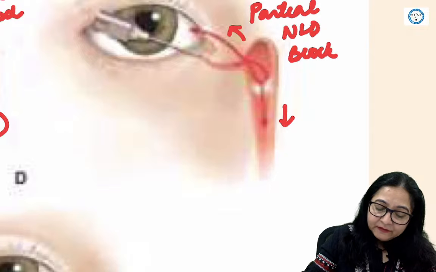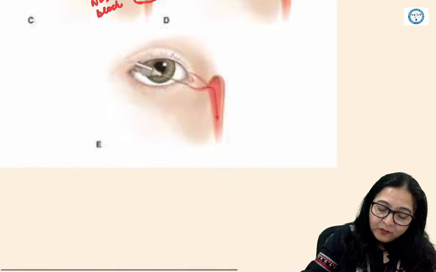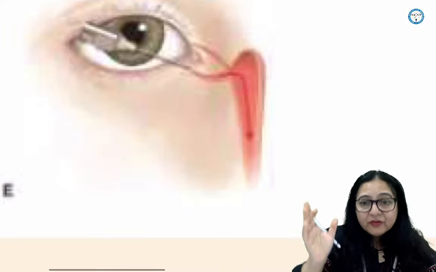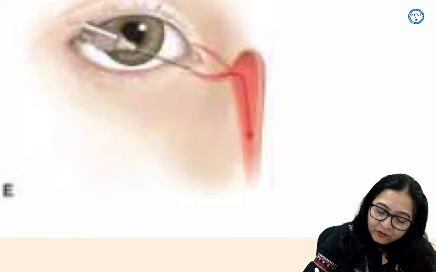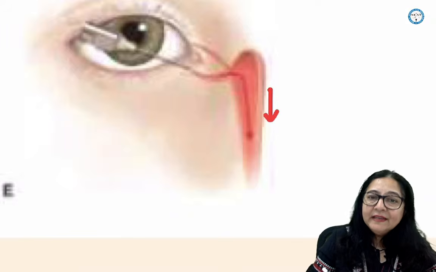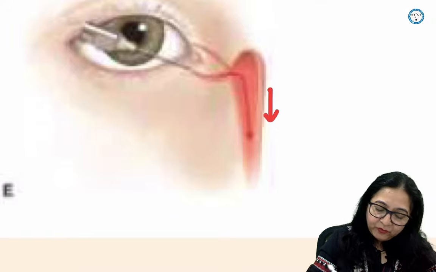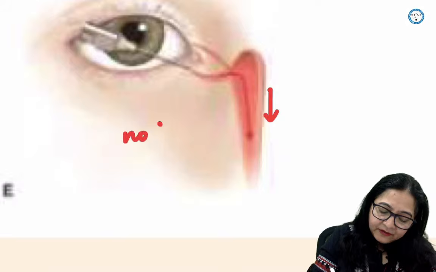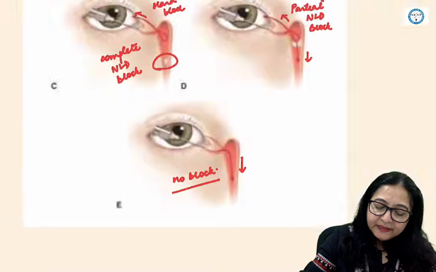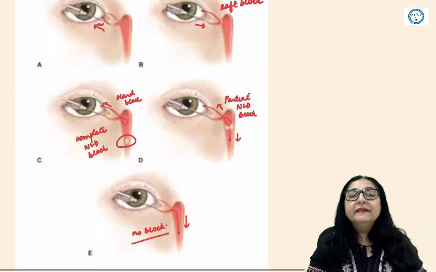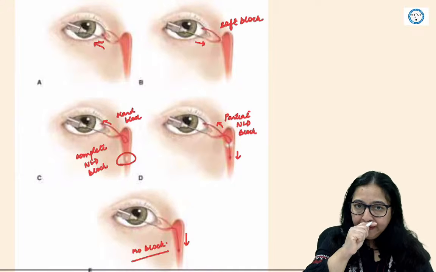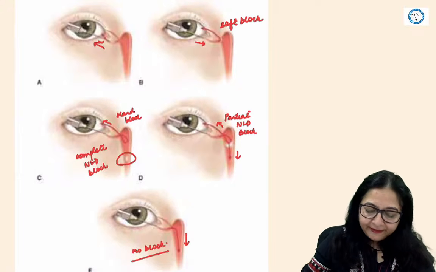And if there is no blockage, after you see the soft stop, the fluid should go into the nasal cavity, and the patient will feel that in the throat. So in these cases, there is no obstruction, there is no block. So you should know the interpretation of the syringing. Okay? Right. Let's move ahead.